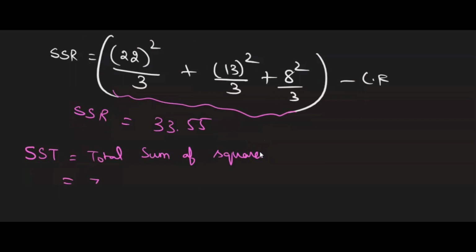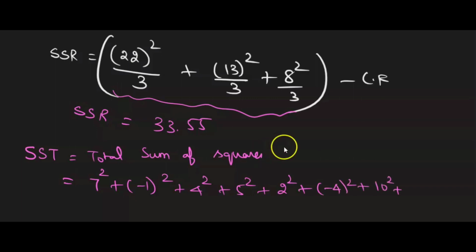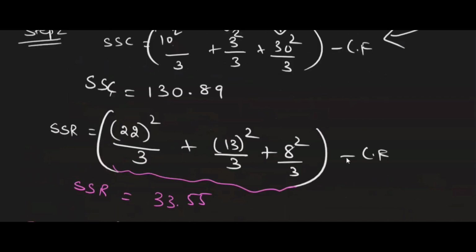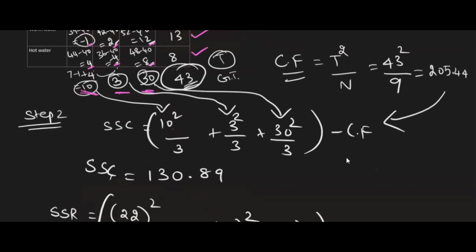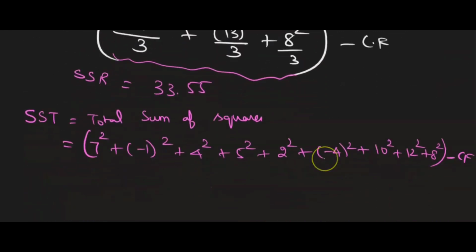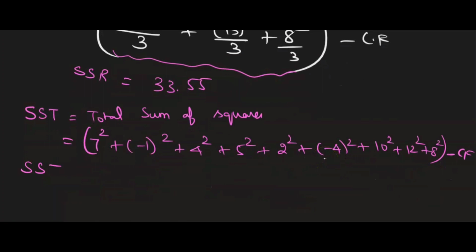So I will write 7 square. You can scroll up while writing notes and check 4 square, 5 square, 2 square, minus 4 the whole square. All values will be positive because we are squaring, and then all these values we have to add, minus your correction factor. What is your correction factor? Just now you have calculated, your correction factor is 205.44. So when you calculate this, you will get SST as 213.56.